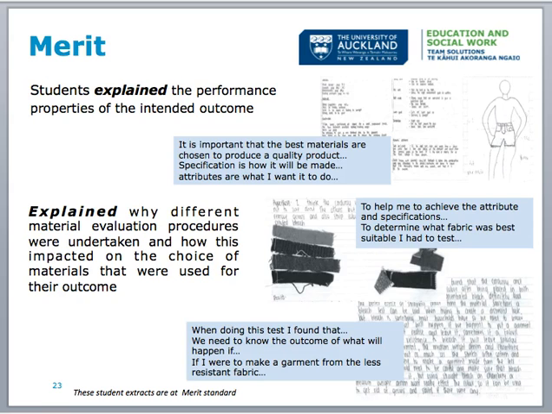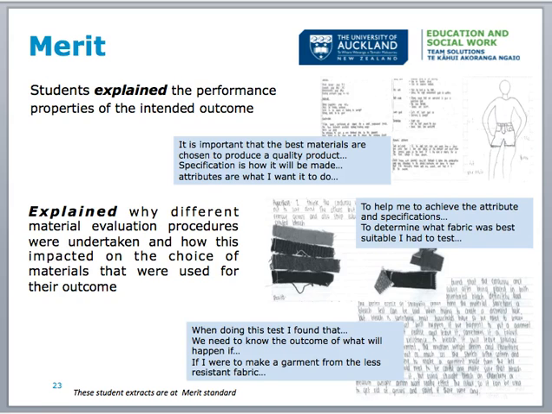The highlighted text shows how successful students explained the performance properties of the intended outcome, linking to their specification and the desirable attributes they have determined. They explained how they developed their knowledge of the suitability of materials for their outcome, through testing and trialling, and provided evidence of having conducted relevant tests, as well as reflecting upon the results.